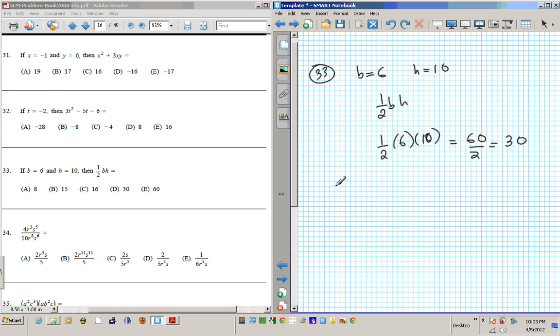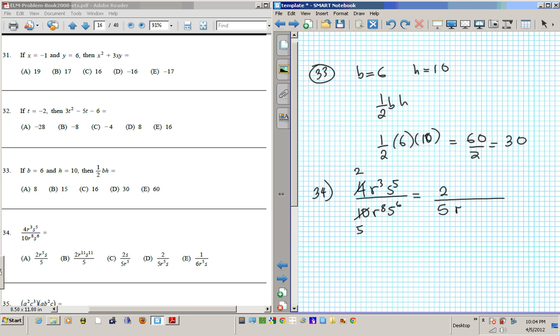All right. Number 34, we're going to do 4r to the third, s to the fifth, divided by 10r to the 8th, s to the 6th. Okay, so let's just divide here. 4 and 10. What goes into 4 and 10? Since 4 is even and 10 is even, I can divide both by 2, right? So 2 goes into 4 twice, and 2 goes into 10 5 times. Okay, so I'm going to have 2 on the top and 5 on the bottom. And then for this one, just subtract the smaller one from the bigger one.